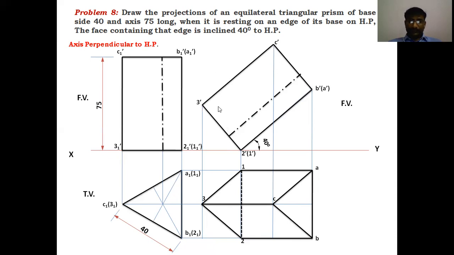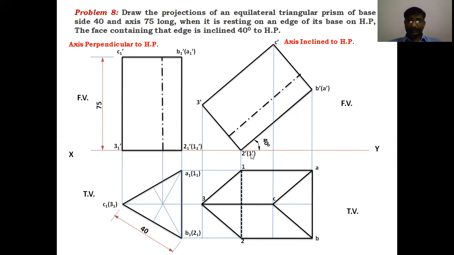So this is the front view after rotating, with the face making 40 degrees with XY. And this is the top view. Final stage front view, final stage top view. These are the only 2 stages in this solid. These 2 views are obtained when the axis is inclined to HP. This line is parallel to the XY axis line, so the axis also makes an angle of 40 degrees with XY.